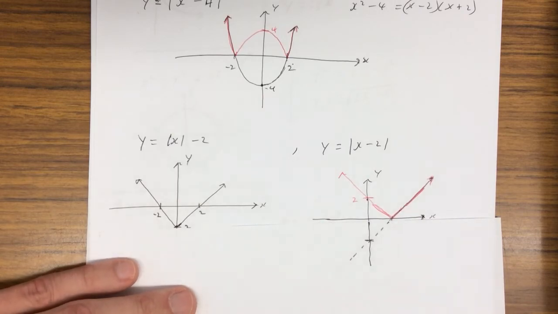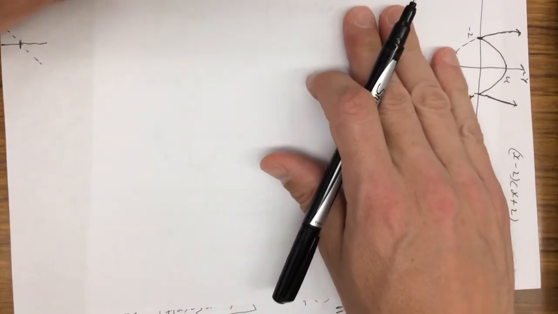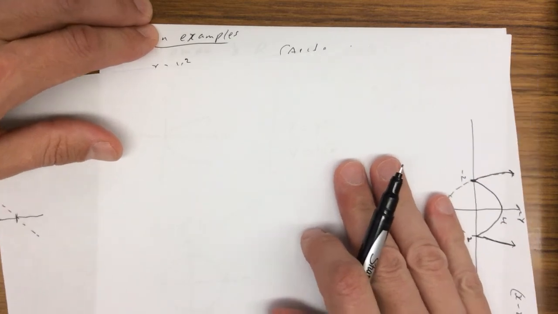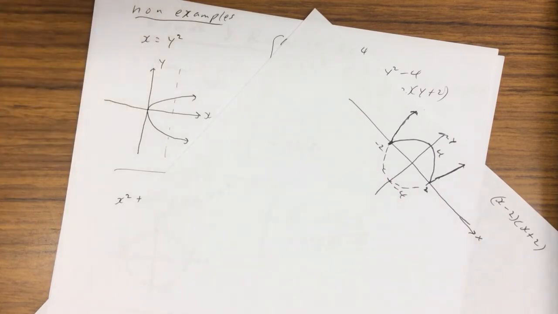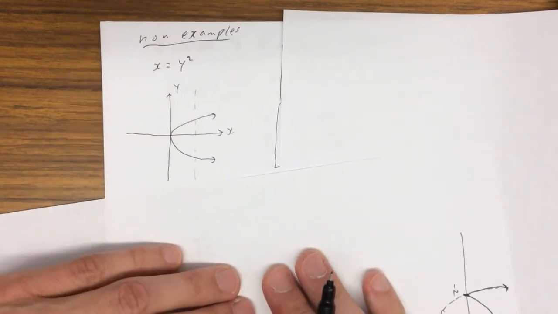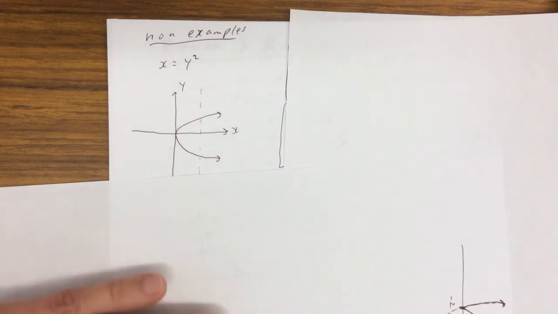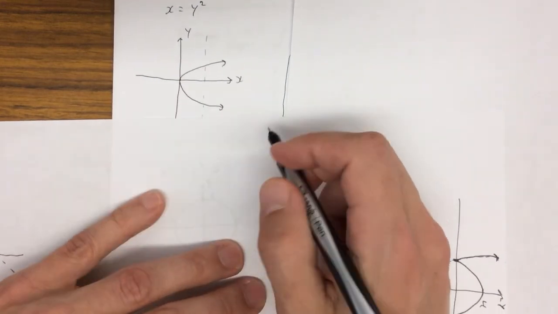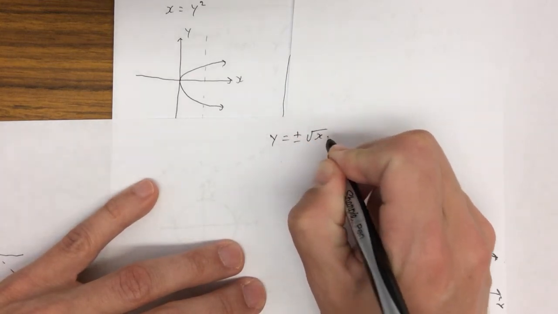And so those are examples of some functions. What do some non-functions look like? Well, so some non-examples here. Well, here is one. So x equals y squared. That's just a sideways parabola. If you had to solve for y in this to see what it looks like, well, y would equal plus or minus the square root of x.